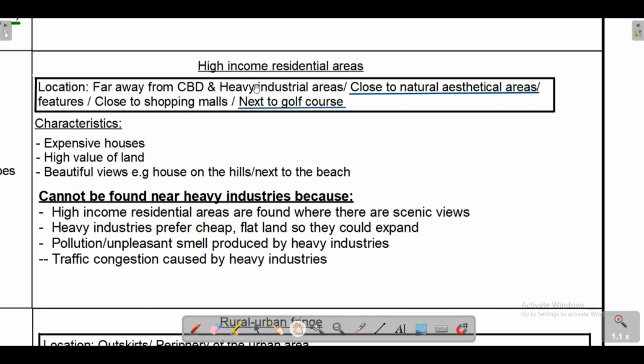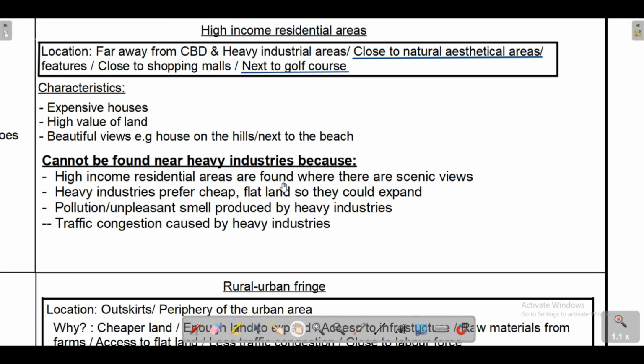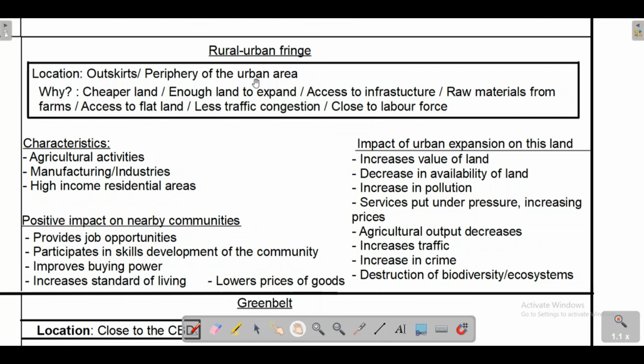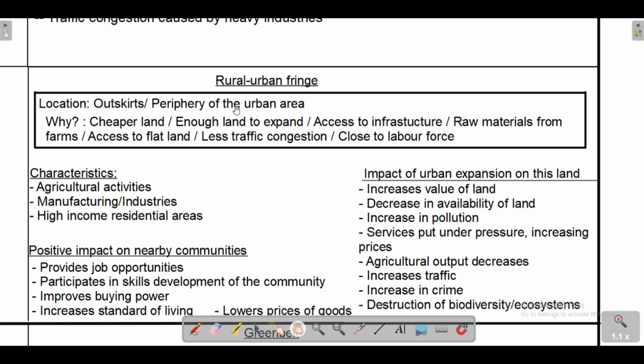So therefore, if you have a residential area that is close to heavy industry, it can never be a high income residential area. Right. What about rural urban fringe? So rural urban fringe is where it's starting to feel like it's rural areas. You're away from the city. It's on the periphery of the city, the outskirts of the urban area. That is the location of rural urban fringe.